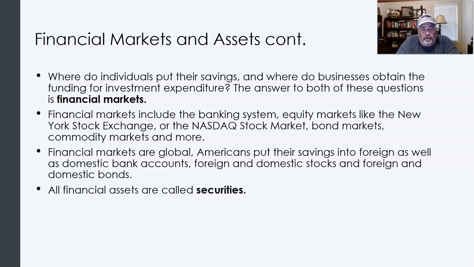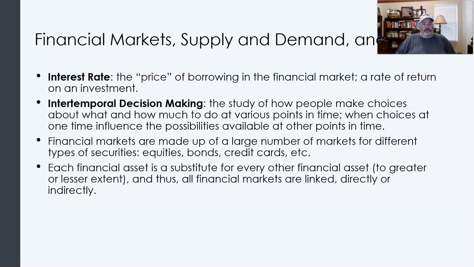So your financial markets include banks, equity markets like the stock exchange, NASDAQ, bond markets, commodity markets where you buy gold and silver and all that stuff. Financial markets are global. Americans invest in foreign markets just like foreign consumers invest in ours, right? So you can buy foreign stock, and foreign entities can buy domestic stocks, right? All known as securities. All right, interest rates are the price of borrowing in the financial market, a rate of return on an investment, right?